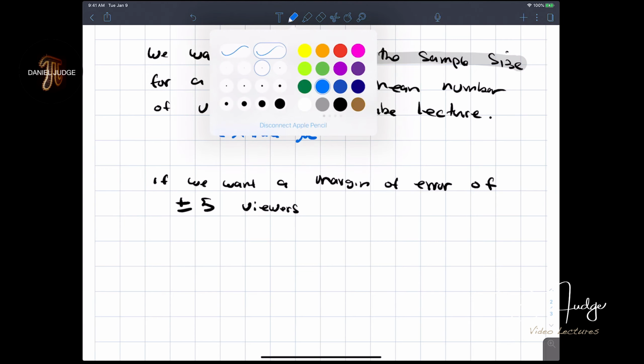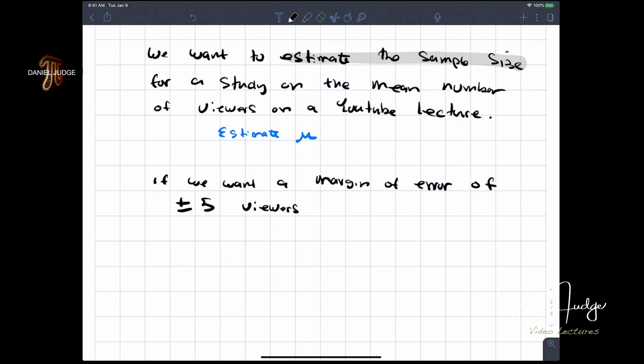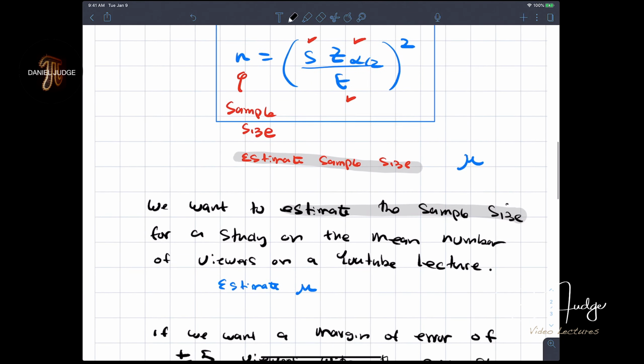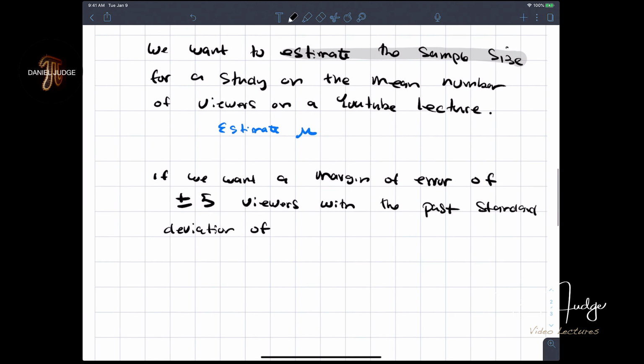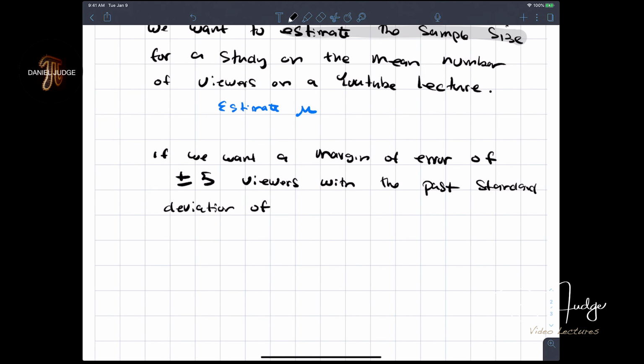And I'm going to write this down. This is key. With the past standard deviation, we're going to have a past standard deviation here of maybe 1.6 viewers.